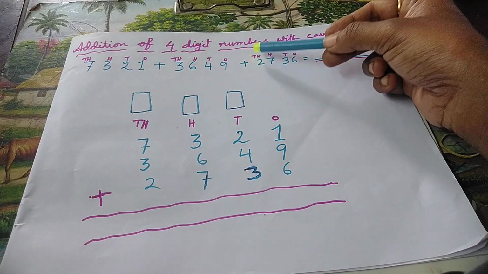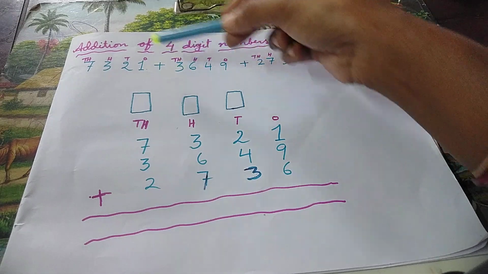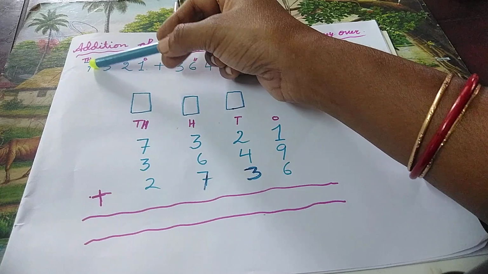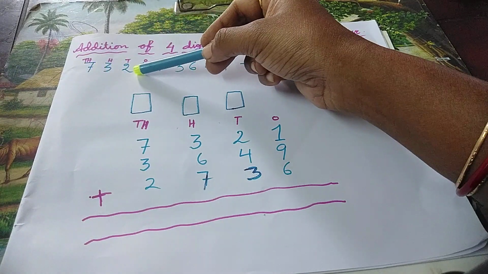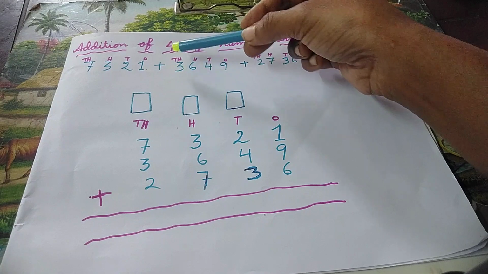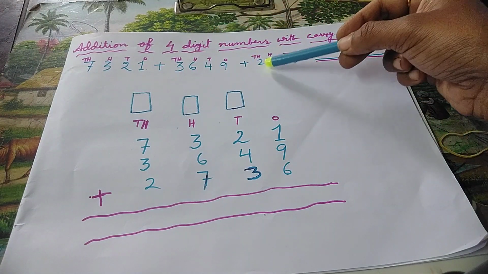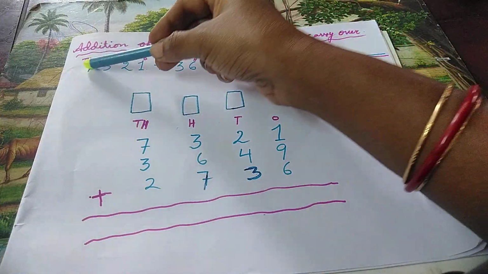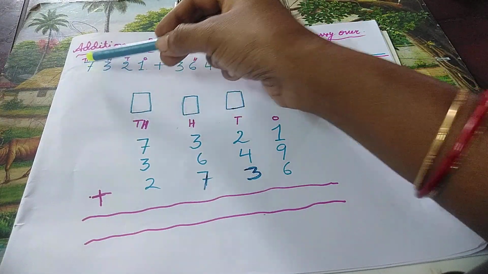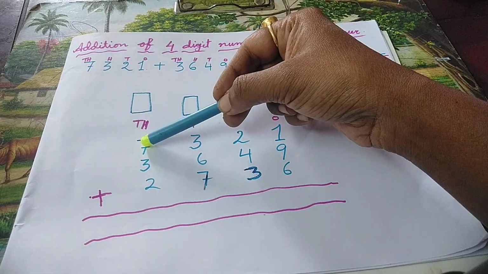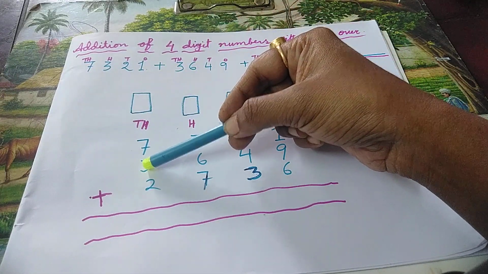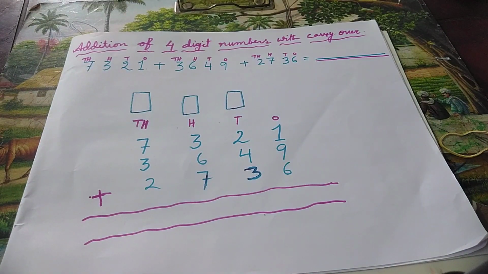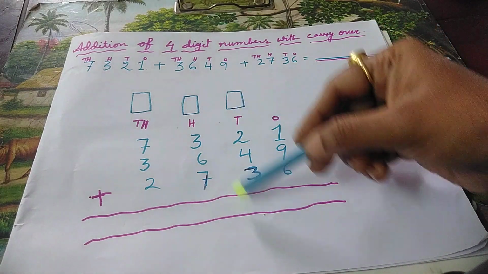The next house or next place belongs to thousands. Okay. So 7 belongs to thousands place in this number. And in this number, 3 belongs to thousands place. In this number, 2 belongs to thousands place. So in thousands column, first write 7. Under 7, write 3. Under 3, write 2. Maintain this column, children. Now, we have to add these digits.